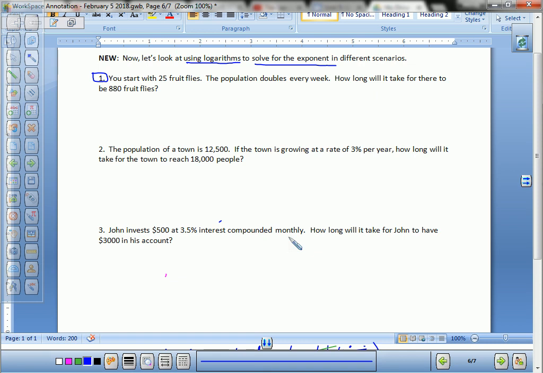So, alright. In this one, you start with 25 fruit flies. They're still doubling those stinking fruit flies every week. How long will it take for there to be 880? So we know what we want it to result in, 880, but we don't know the time. So we're solving for x or t or whatever you denote it as.